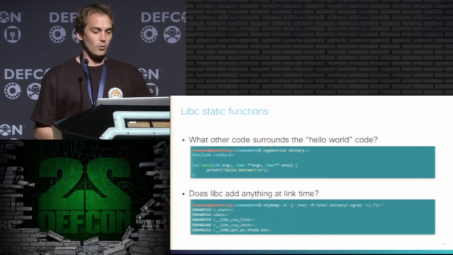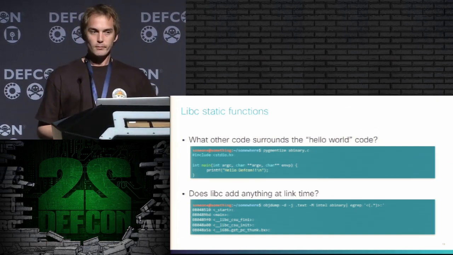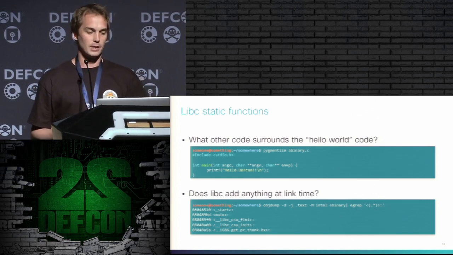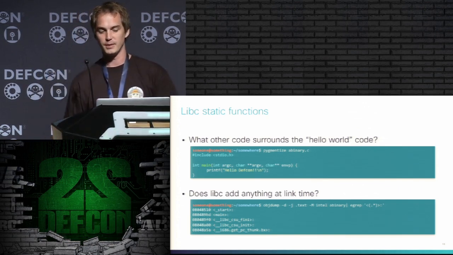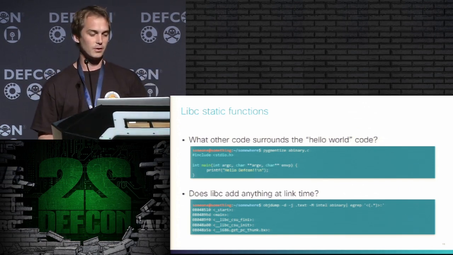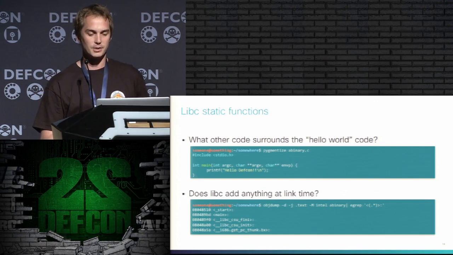So if you just take a hello world and compile it, what happens? If you look at what your program actually contains, you see there's a whole bunch of other functions which you did not intend to be there. You've got the start, libc csu fini, and all that stuff. So where does that come from, and can you use that?